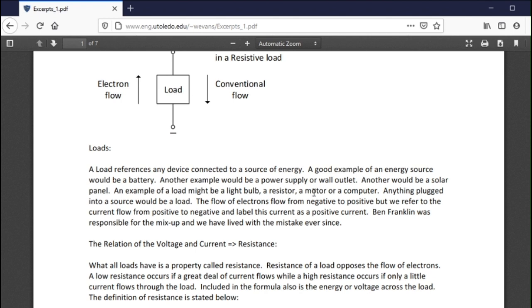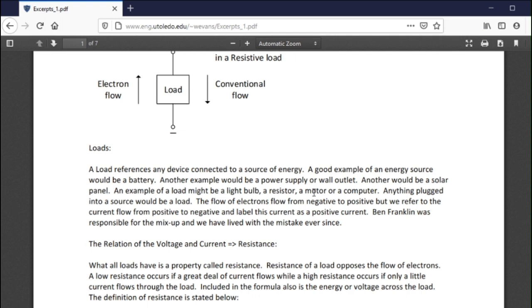Okay, so what could be a resistor? Well, anything could be basically that: a light bulb, a resistor, a physical resistor, a motor, or a computer, anything plugged into a load can give you some resistance. So if the flow of electrons is from negative to positive, we refer to the current flow from positive to negative.